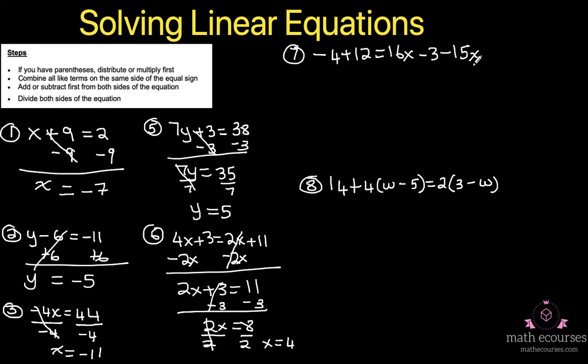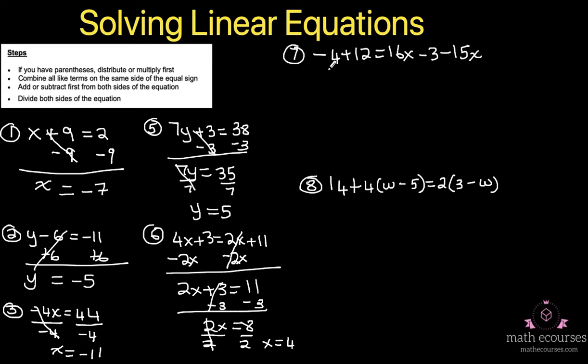Number 7, looking at it, you would think, oh my goodness, this looks so complicated, but just look at it one step at a time. Okay, so when I look here, I don't see parentheses, so you don't have to worry about the first step, but look at the second step. Do you have like terms on the same side? Like terms are numbers or variables that you can combine. So for example, if they both don't have letters, then they're like terms. If they both have the same letter, they are like terms.